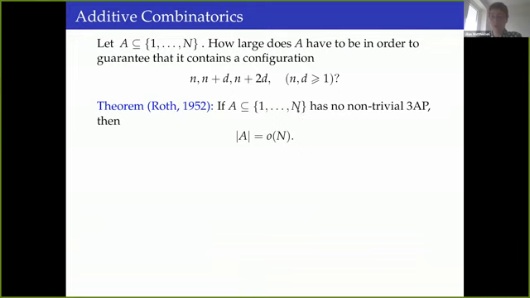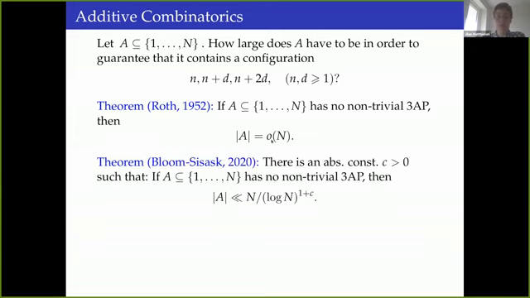There are roughly N divided by log N primes in the integers up to N. So in order for this result to apply to the set of primes, we would need a bound instead of this little o of N, a bound of the shape little o of N divided by log N. Building on essentially all of the subsequent development, this has been very recently achieved in the work of Bloom and Sisask, who prove that a set in the integers up to N that does not contain a non-trivial three-term arithmetic progression has size at most N divided by log N to the 1 plus some positive absolute constant c. So this result applies to the set of primes.